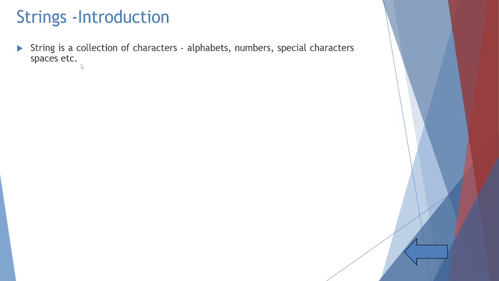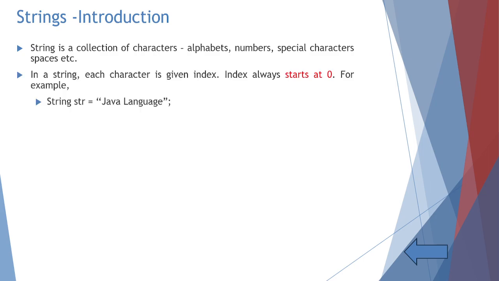String is a collection of characters such as alphabets, numbers, special characters, spaces, etc. In a string, each character is given an index. Index always starts at 0. For example, String str = "Java language".